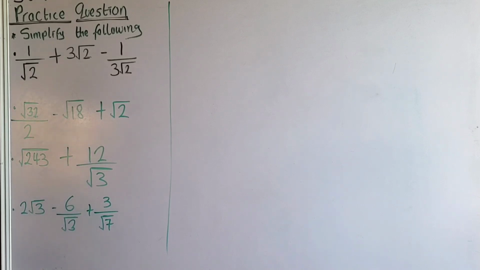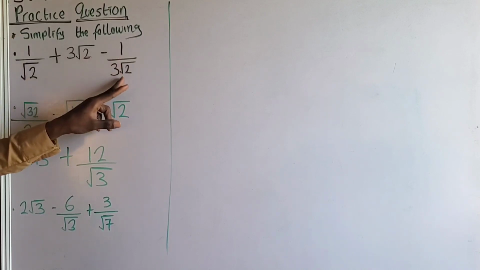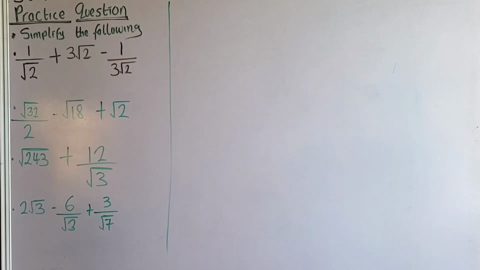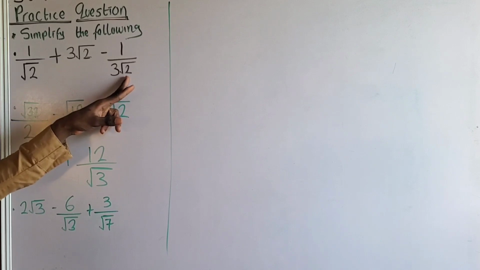Before we can solve this question, I'm very sure you were part of our previous class, that is how to rationalize a surd, because we are going to be using the concept here. We're going to rationalize the fraction. Listen to me carefully. 1 over root 2 is a fraction, as well as negative 1 over 3 root 2. This fraction has an irrational part at the denominator. The irrational part is root 2, while the irrational part of this is also root 2.